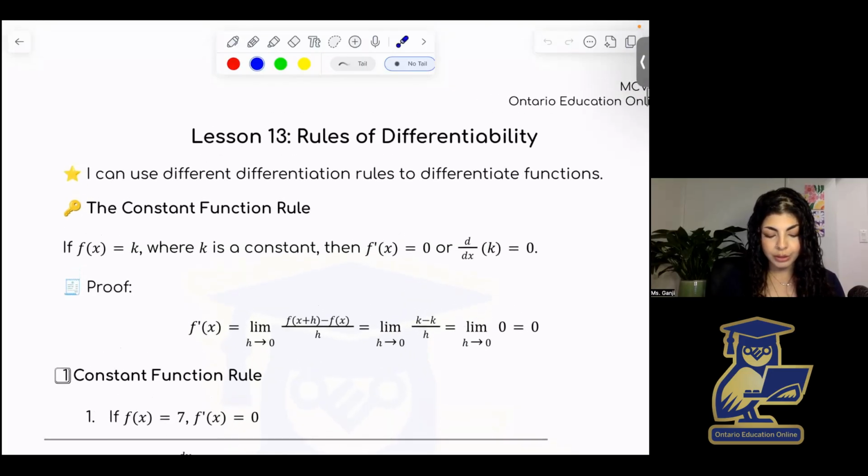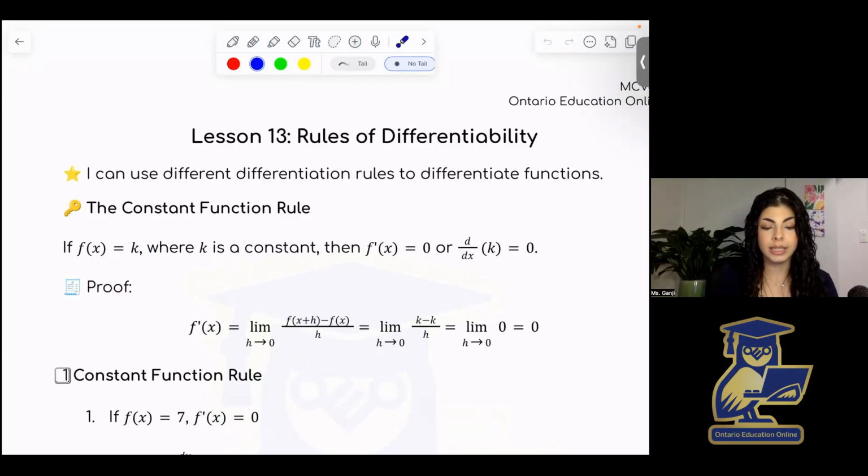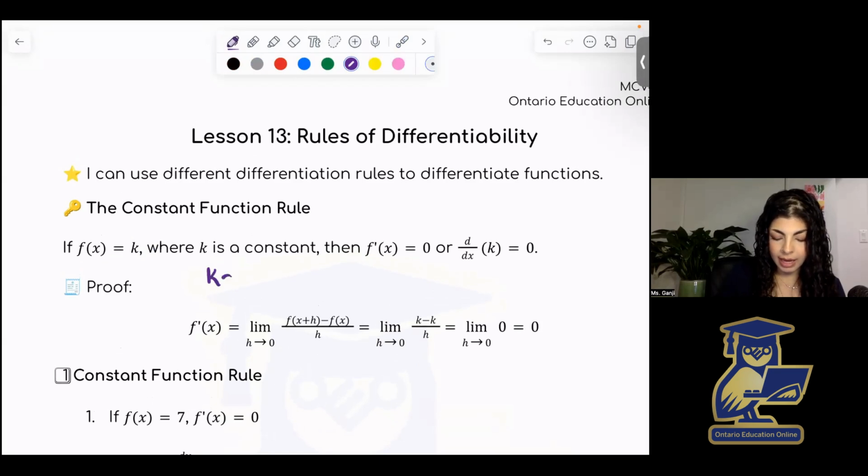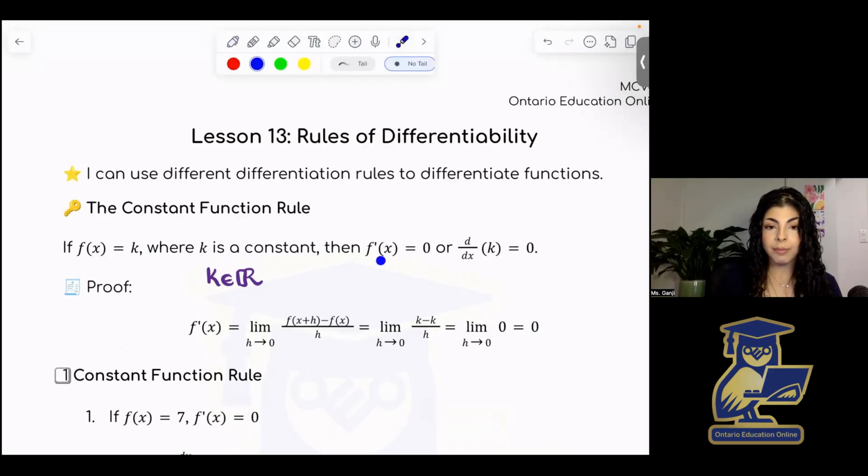So starting with our first rule, we have the constant function rule. If you have a function f of x, which is equal to k for a constant k, and k is any real number, then we say that f prime of x, so the derivative function, is equal to 0. And throughout this lesson, I'm going to show you both notations, the Lagrange notation and the Leibniz notation. And keep in mind here, this is just f of x, so dk by dx is equal to 0.